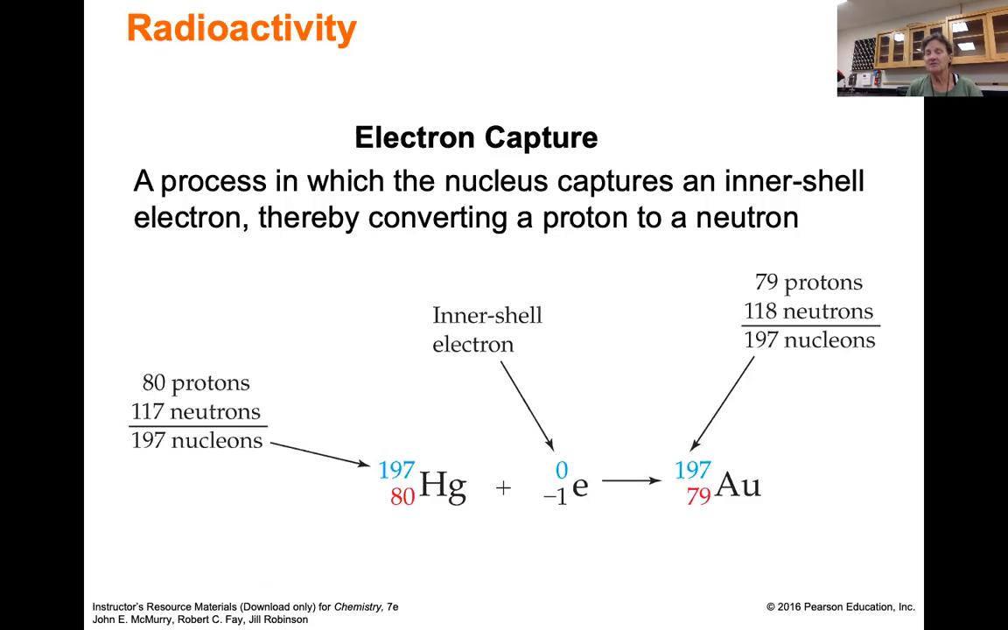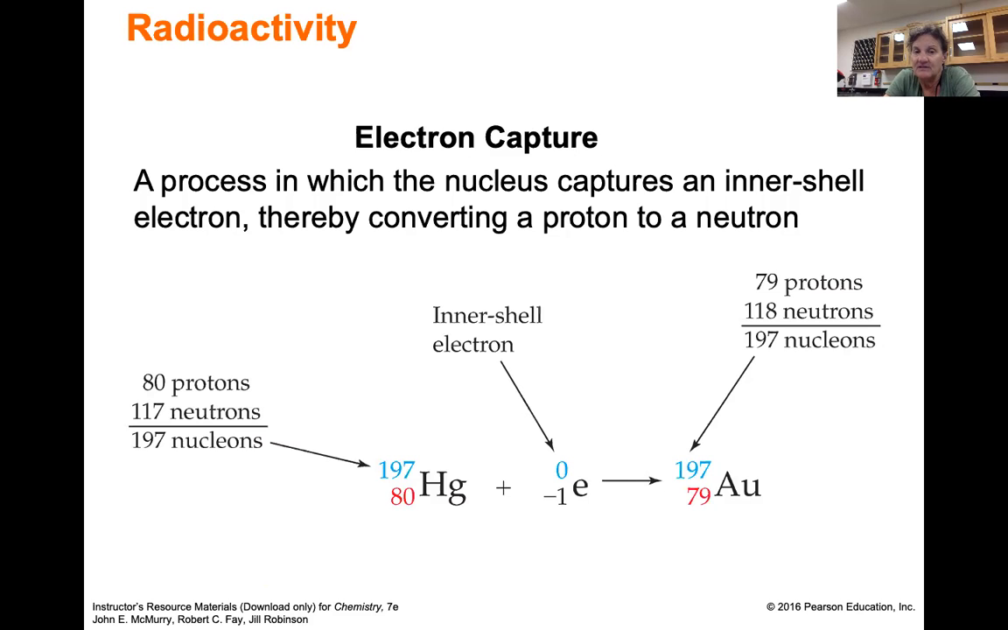Electron capture sometimes happens if you think about an atom. If you have a really big atom, some of the electrons are really close to the nucleus in the inside of the atom. And if that nucleus has a lot of positive charge, it can actually suck an electron into the nucleus, essentially. An electron can't exist in the nucleus, but it can be absorbed by a proton and converted into a neutron. And so electron capture means the electron is on the reactant side.